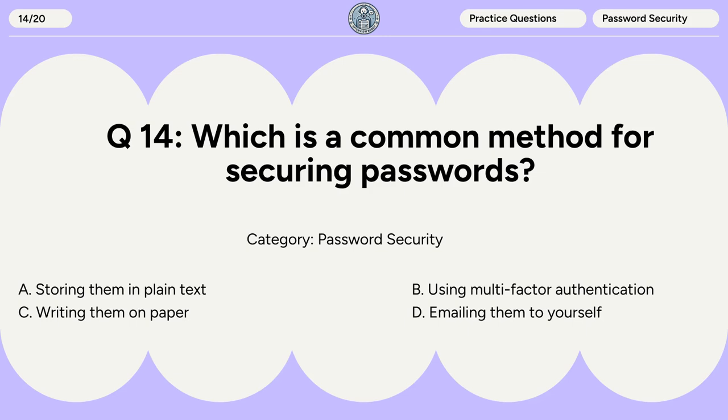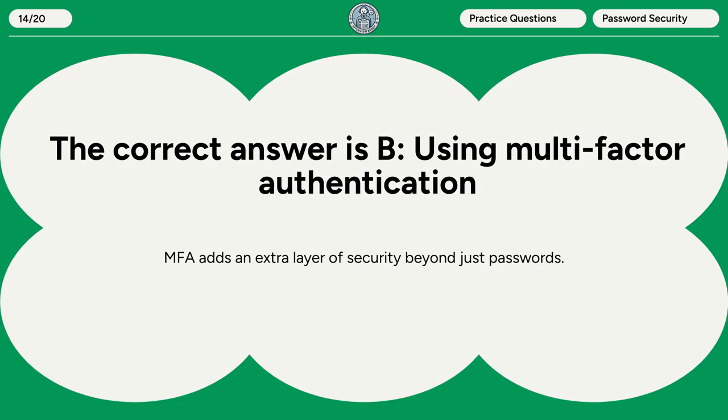Question 14. Which is a common method for securing passwords? A. Storing them in plain text. B. Using multi-factor authentication. C. Writing them on paper. D. Emailing them to yourself. The correct answer is B. Using multi-factor authentication. MFA adds an extra layer of security beyond just passwords.